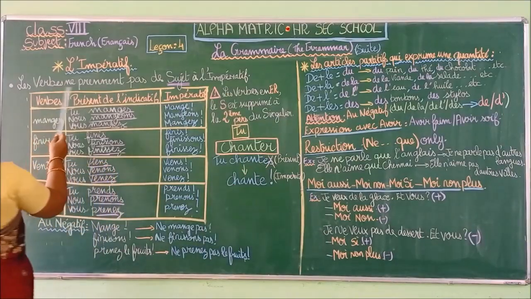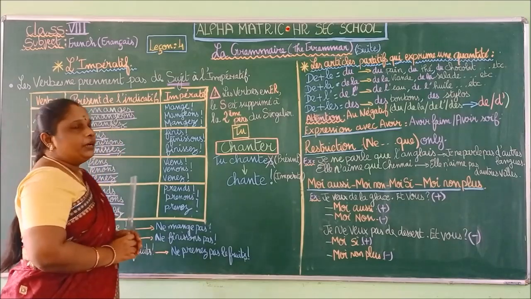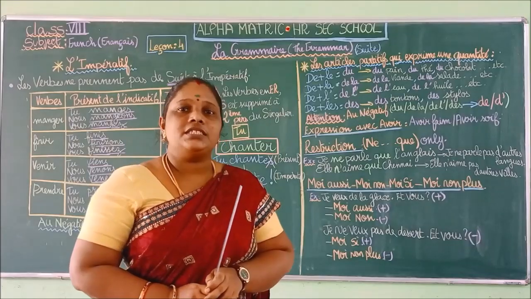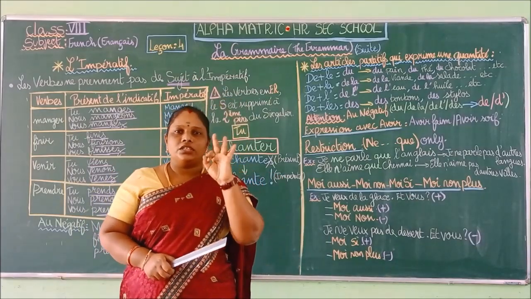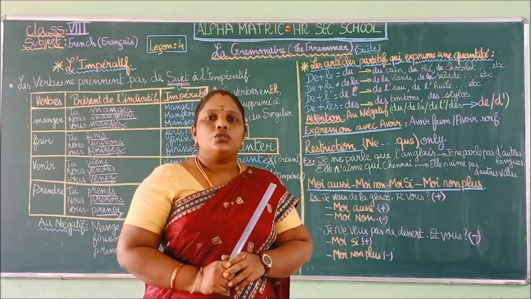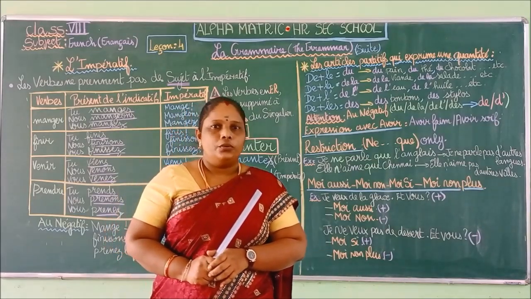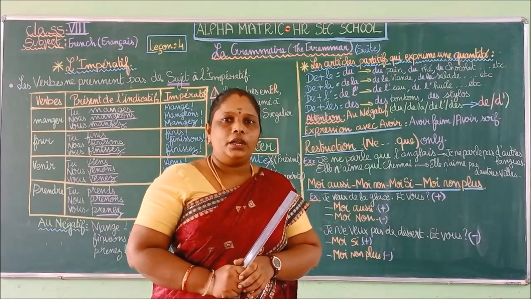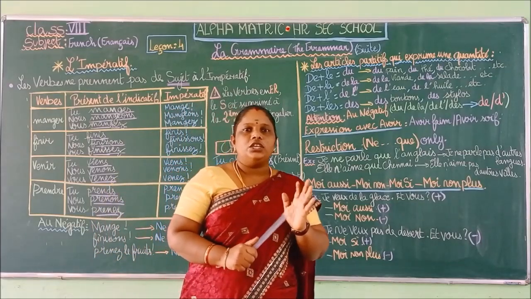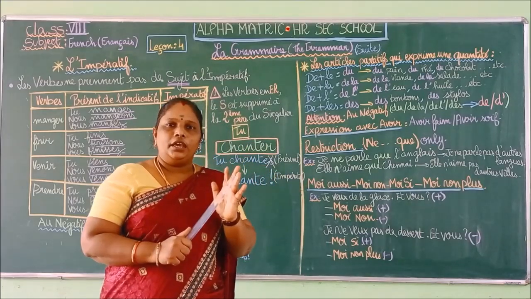Vous avez les verbes à l'impératif. So, les verbes ne prennent pas de sujet à l'impératif. So, the verb will not have their subject. So, we are going to use 3 subjects. What are the 3 subjects that we are using for imperative form? Tu is second person of singular, nous, first person of plural and vous, second person of plural. So, nous allons utiliser tu, nous, vous. D'accord? So, you. Okay? We and you.